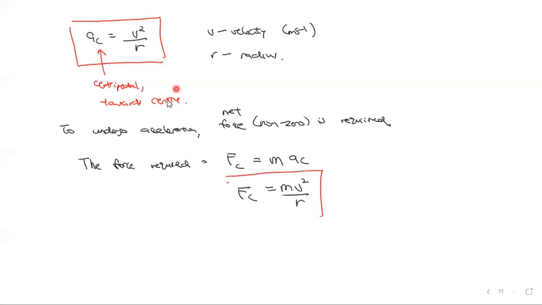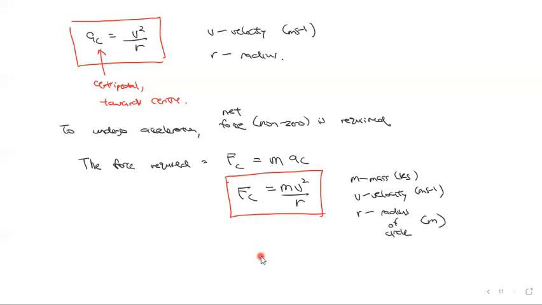You have to pay very close attention to what this means. m is mass in kilograms. v is velocity in meters per second. r is the radius of the circle in meters. So do pay attention to the fact it's SI units. That's probably not going to give you too much trouble. But pay close attention to what Fc is. Fc is the centripetal force in newtons.